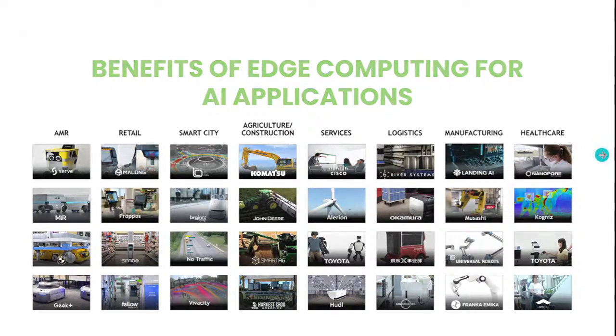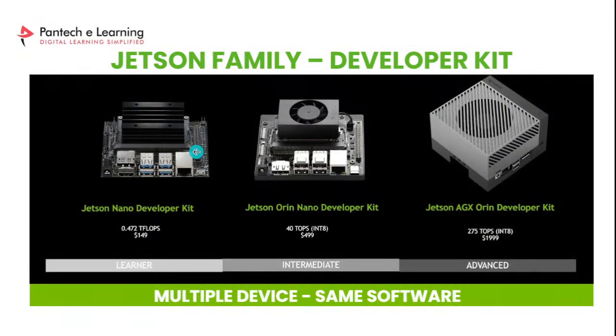Okay, and then here comes the Jetson family developer kit. I have already told you about Jetson Nano and Jetson Orin, right? So here are three series: Jetson Nano series, Jetson Orin Nano series and Jetson AGX Orin series. Let's talk about Nano first. Jetson Nano is a small, powerful computer for embedded AI systems and IoT that delivers the power of modern AI in a low power platform.